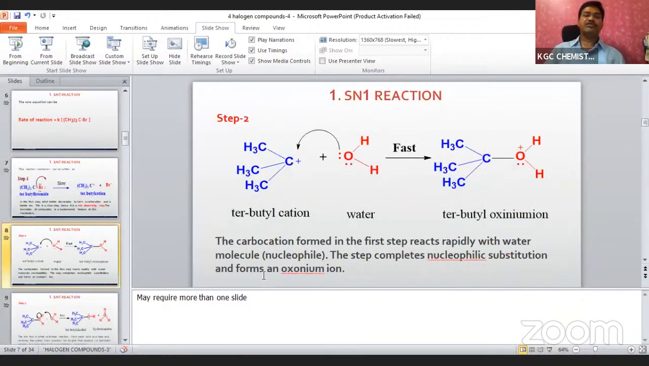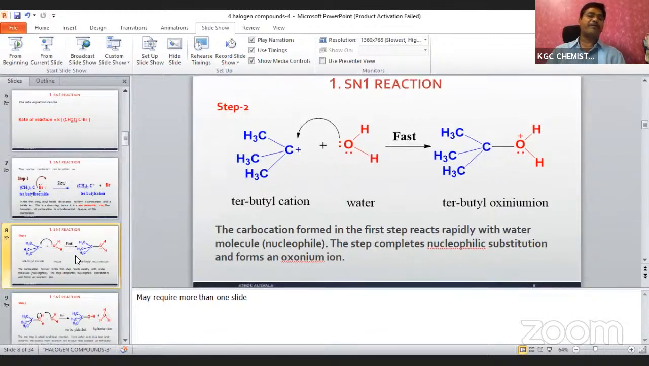Now see, this is going to be the animation. Sorry, it's not sharing. SN1 reaction. See here in the step 2, what happened? This is the carbocation. The hydroxide ion now attacks here. Then you'll get an intermediate, tertiary butyl oxonium ion. The carbocation formed in the first step reacts rapidly with the water molecule, which acts as a nucleophile. The step completes nucleophilic substitution and forms an oxonium ion.